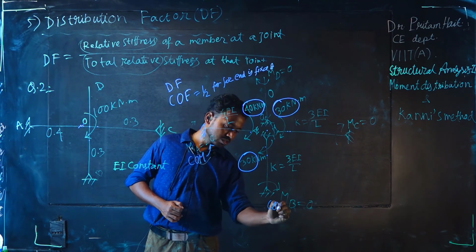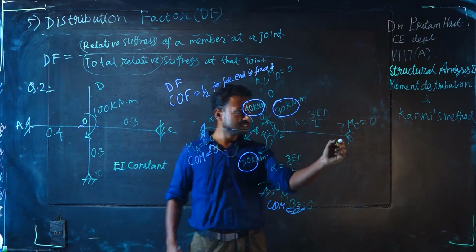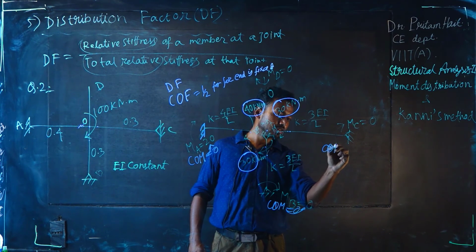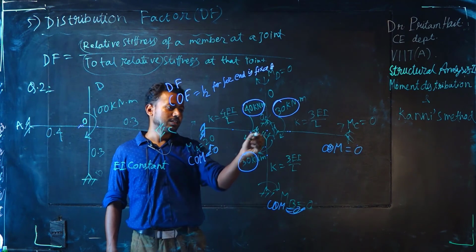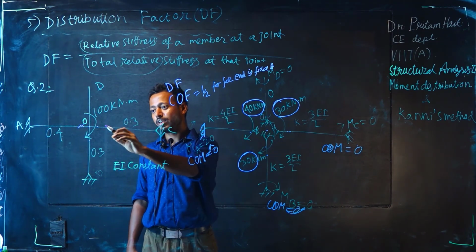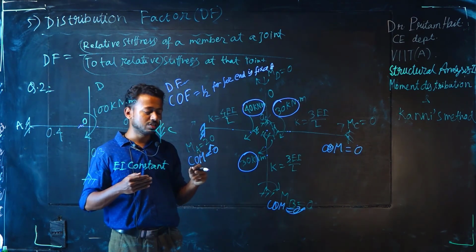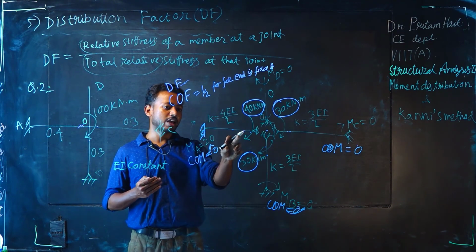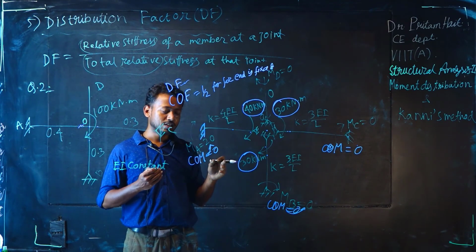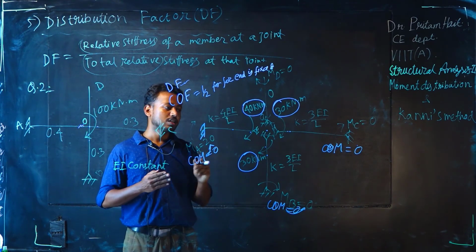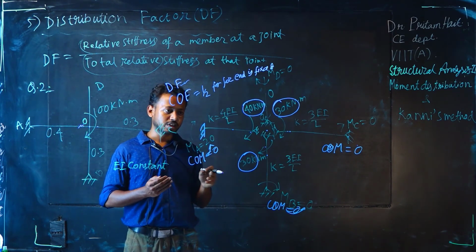The carryover moment will be 0, and this is also hinge support, so the carryover moment will be 0. So I have calculated the applied moment distributed to the individual member using the distribution factor. After distributing the moment to the individual members, I have calculated the carryover moment, and this is the scenario. In this way, you can calculate the distribution factor, carryover moment, stiffness of individual member, and total stiffness.